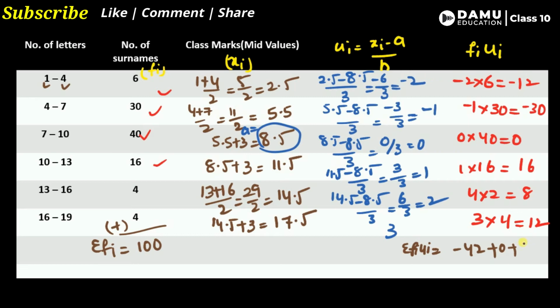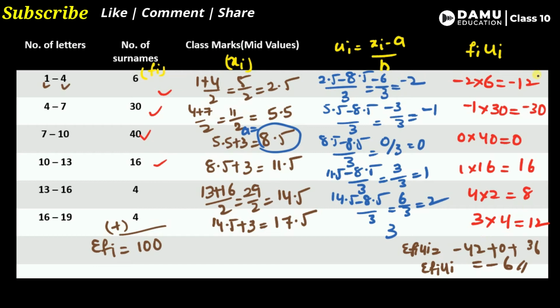So 16 plus 8 plus 12, what answer do we get? That is 36. So minus 42 plus 36, we get minus 6. So this is the summation of Fi Ui, that is minus 6.